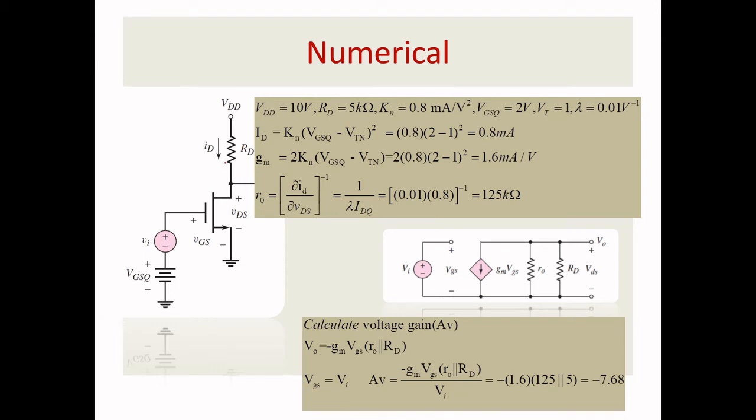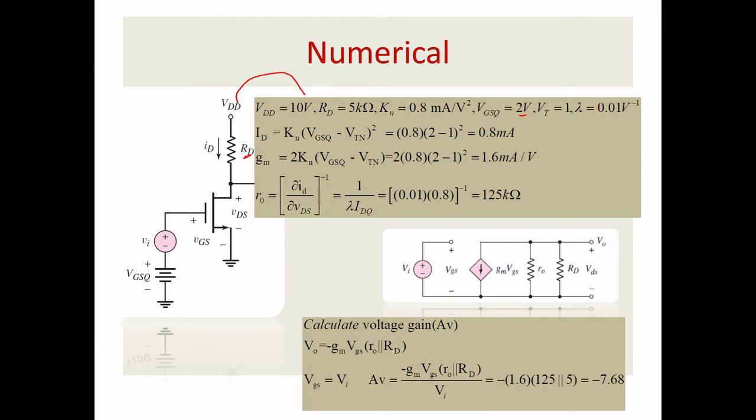So this is the given circuit. This is your AC input, this is a DC quiescent voltage, this is your output current, and this is your supply voltage. The supply voltage is 10. This RD resistance is given as 5 kilo ohm, Kn is 0.8, VGSQ, the DC voltage, is 2 volts, the threshold voltage VT is 1, and lambda is 0.01.